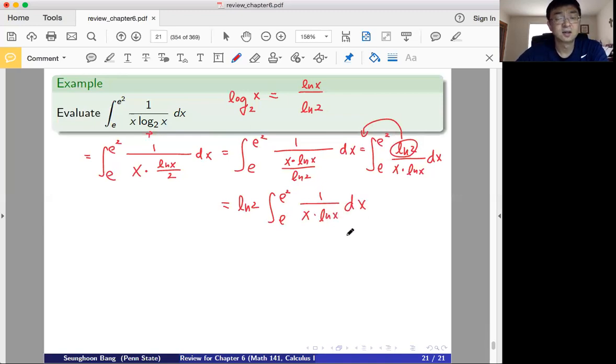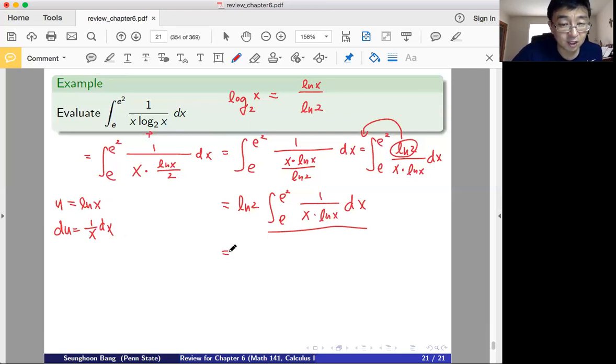This is the idea. Next, how can we solve this problem? What kind of method do you want to use for solving this integral problem? So what do you think? What is u? Yes, it's good: ln of x. The du is, the derivative of ln of x is 1 over x dx.